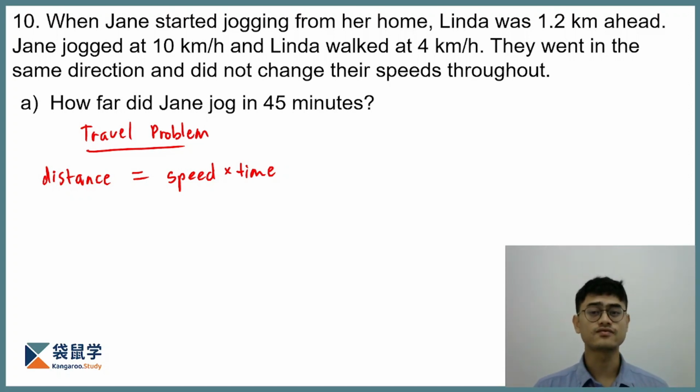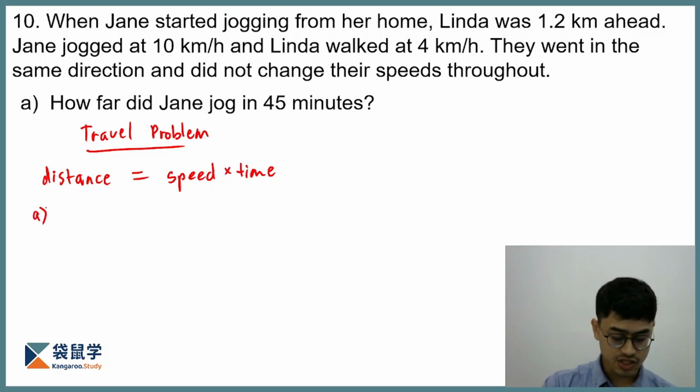When Jane started jogging from her home, Linda was 1.2 kilometers ahead. Jane jogged at 10 kilometers per hour and Linda walked at 4 kilometers per hour. They went in the same direction and did not change their speeds throughout. Now how far did Jane jog in 45 minutes? How far did Jane jog? Now that's simply just asking for her distance traveled.